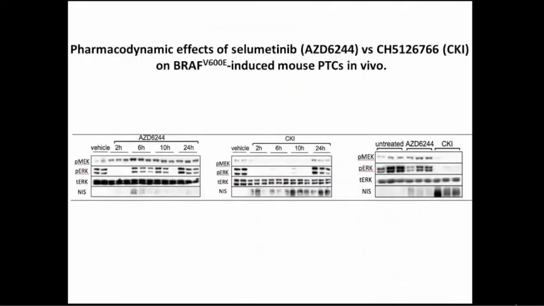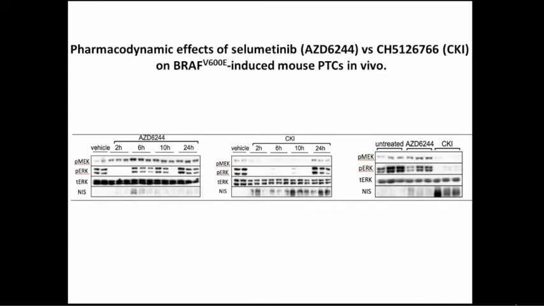So we have a model that we developed of papillary thyroid cancer driven by BRAF V600E. It's a genetically accurate model. It's a knock-in mutation, uniquely in the thyroid. It has high penetrance of papillary thyroid cancer. So by 3 weeks, essentially all these mice develop papillary thyroid cancer.